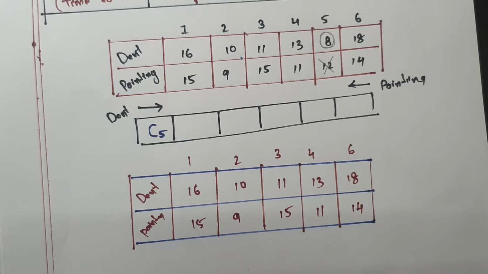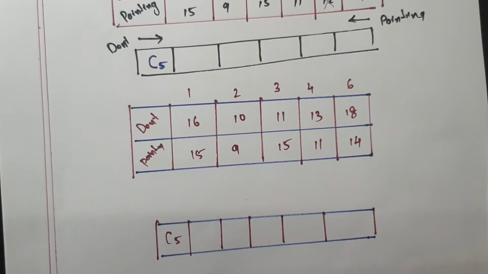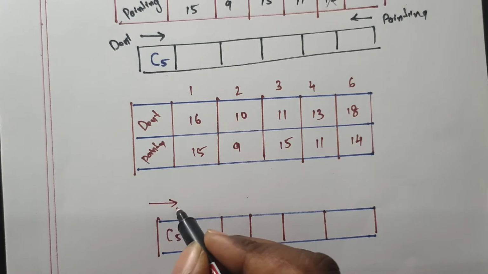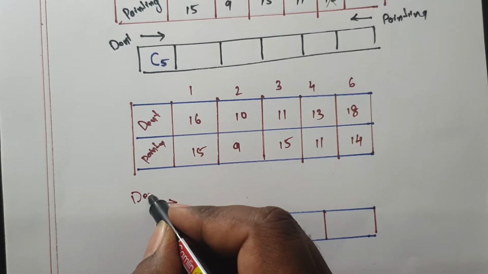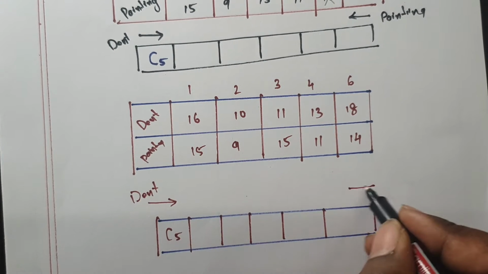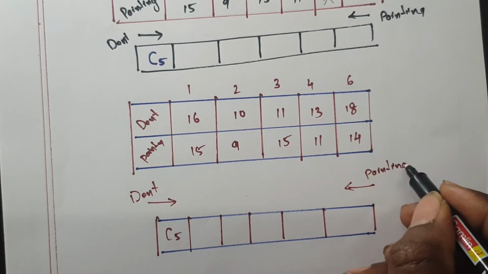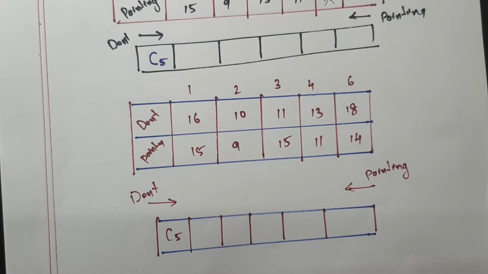Now this 11 and 14. After that, at the bottom you have to write like this. C5 you already assigned. This line is known as denting and this one is known as painting. If you are traveling from left to right, that is known as denting. If you are traveling from right to left, that is known as painting.